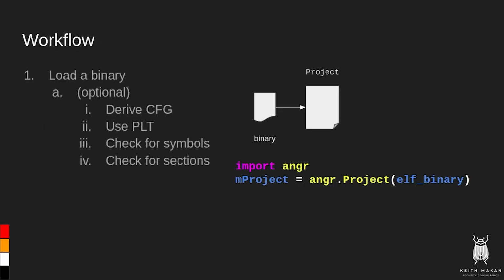So the workflow is pretty simple. You're going to load a binary into Angr, and this is what the Python looks like for that. Very simple: angr.Project, give me a binary. And at this point, I'm not going to show this now, but you can derive a CFG. You can check out the sections and the symbols and inspect the properties of the binary, and ask questions around that.